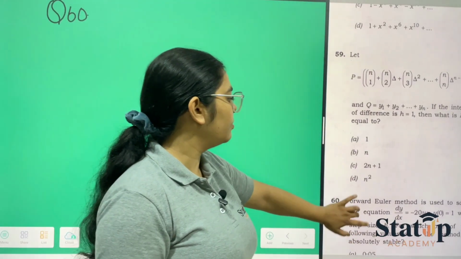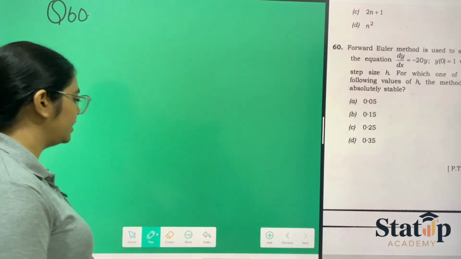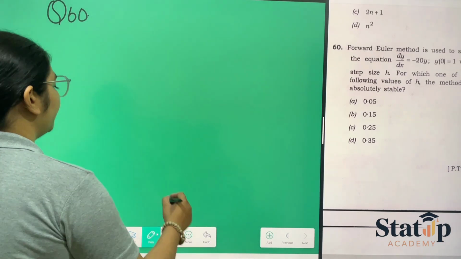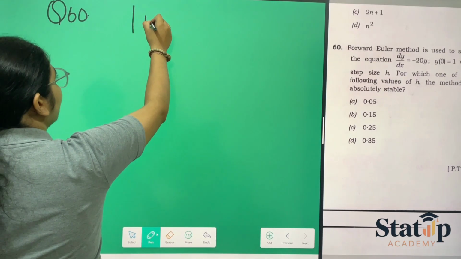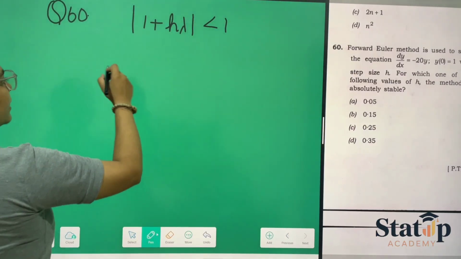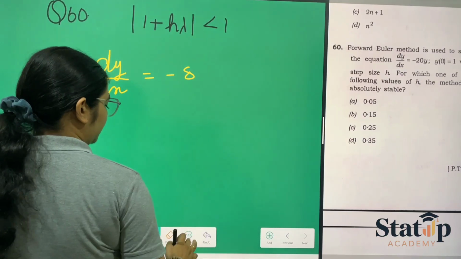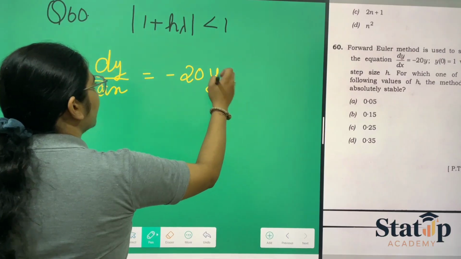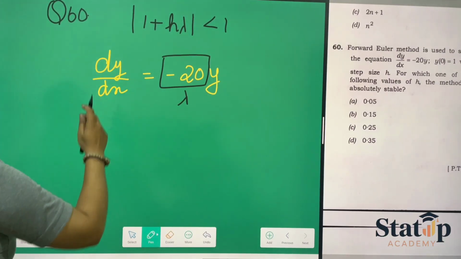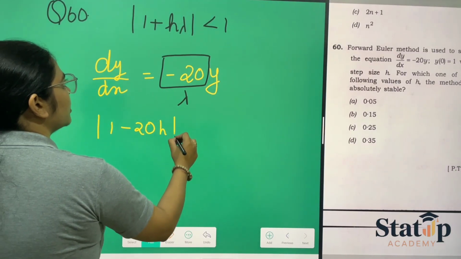If we consider question number 60, it is again of the same kind, but here the forward Euler method has been asked, and in the previous question the backward Euler method was asked. I have told you whenever the forward Euler method has been asked, we will be calculating modulus of 1 plus h lambda is less than 1. Lambda can be taken from dy by dx is equal to minus 20y. Now minus 20, this is the value of lambda. So putting it there, it will be modulus of 1 minus 20h is less than 1.